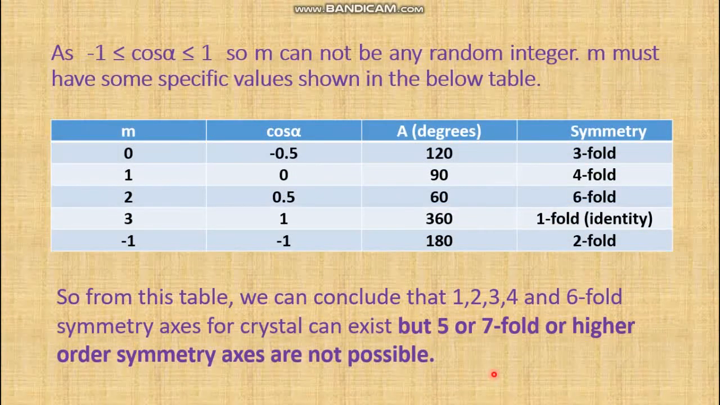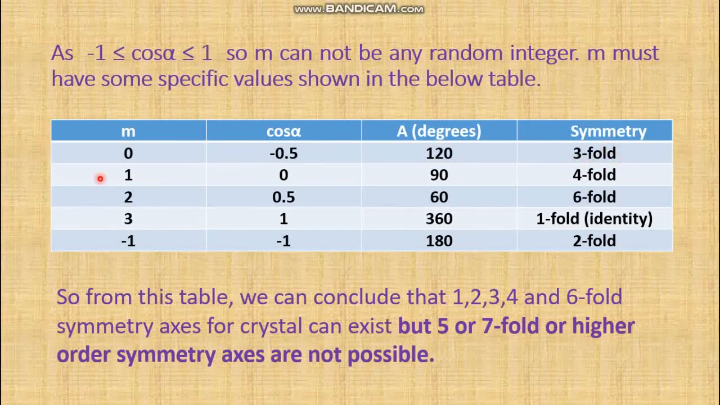Now the maximum value of cos alpha is plus 1 and the minimum value of cos alpha is minus 1. Let us put different values of the integral multiple M. M may be started from 0, so randomly we just put the values. If we put M equal to 0, then cos alpha is minus 0.5. And if cos alpha is minus 0.5, then alpha is 120 degree. 120 degree means threefold axis. So threefold axis is possible.